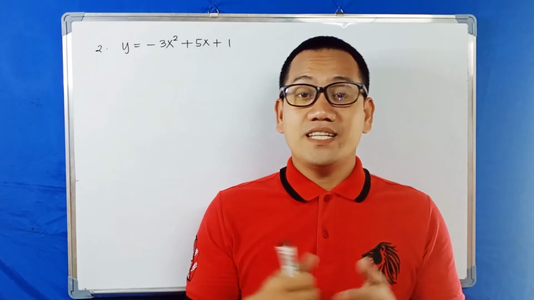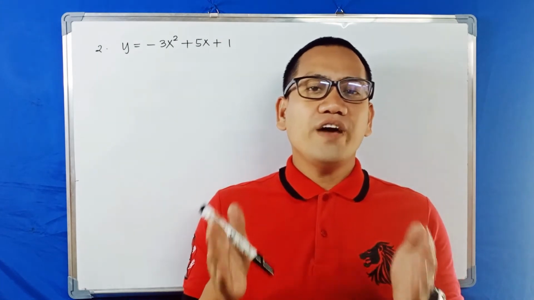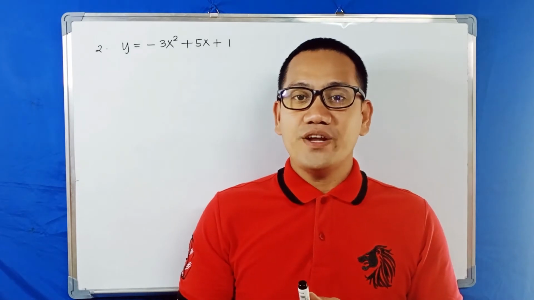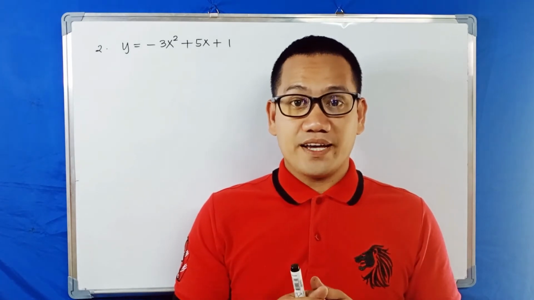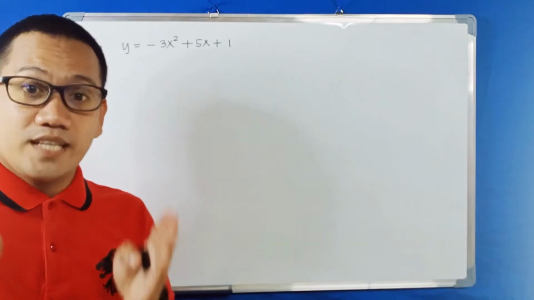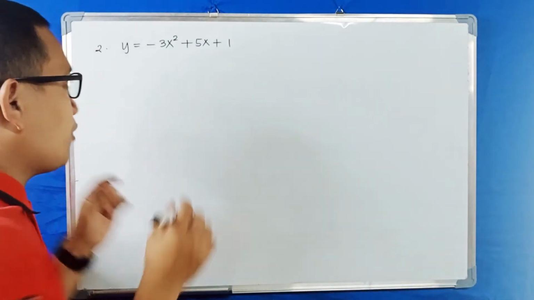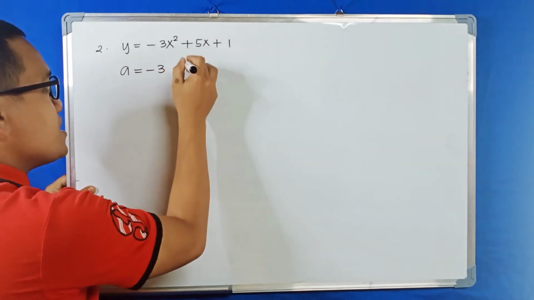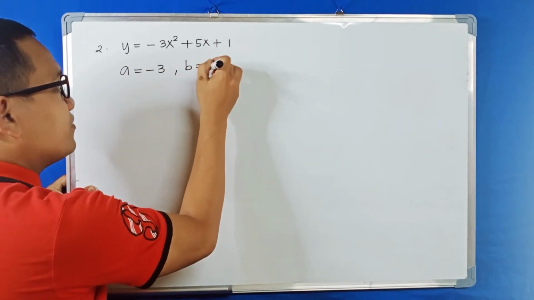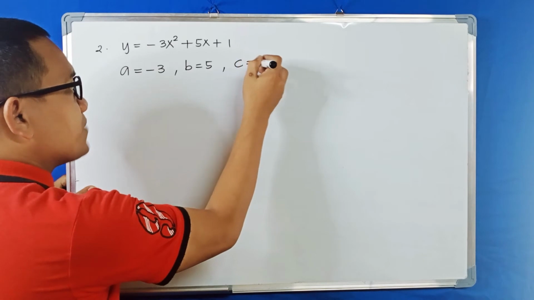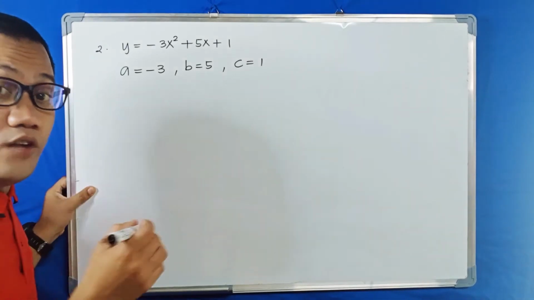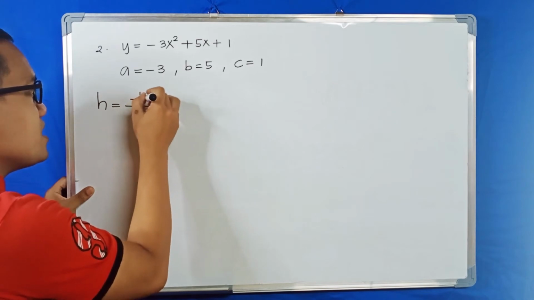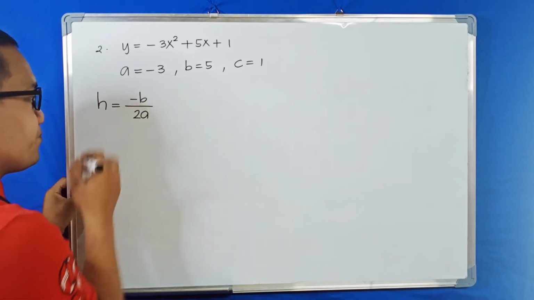Let us determine the coordinates of the vertex of the quadratic function y is equal to negative 3x squared plus 5x plus 1. In this quadratic function, of course, our a here is negative 3. Our b is positive 5. And our c is positive 1. To solve for our h, again, we will utilize the expression negative b over 2a.